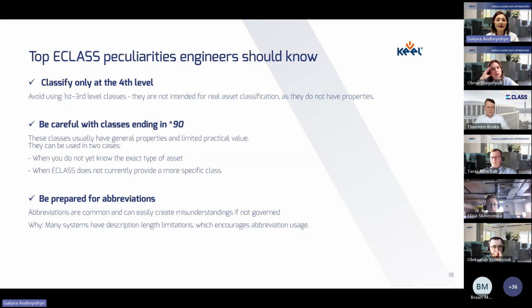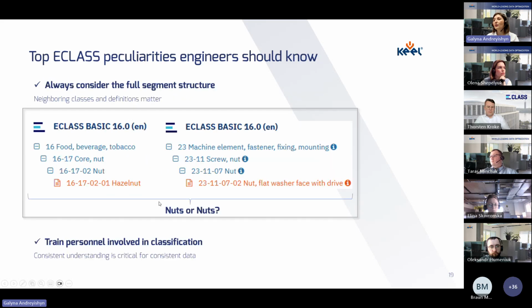Sometimes be prepared for abbreviations. Class descriptions can vary significantly in length, from very short, for example 2 characters, to quite long, up to 80 characters. In ERP systems we often face description length limitations. As a result, during our projects, we define, govern, and consistently apply standardized abbreviations to ensure clarity and consistency.